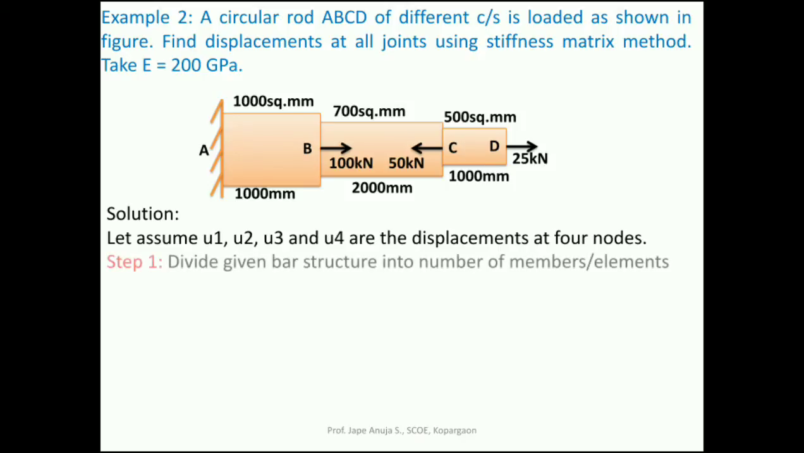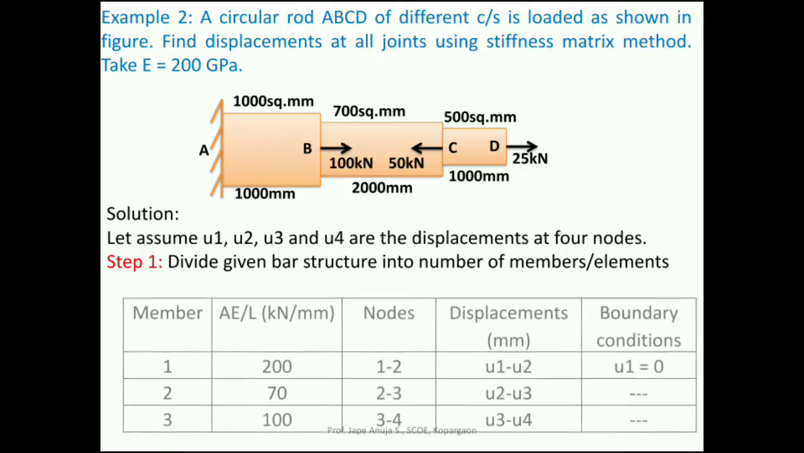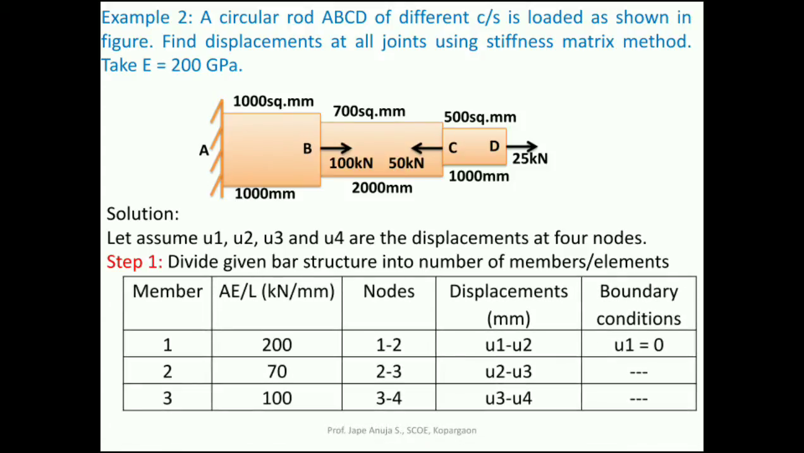Now the next step is to divide the bar structure into a number of members. The whole structure is divided into these three members. Calculate their AE upon L stiffness in kilonewton per mm. Area for all is mentioned there. E is also given, 200 GPa. Length of all the members is written there. So for each member, calculate this AE upon L factor. You can do the rough calculation. So for member 1, 200, member 2, 70 and member 3, 100. It is calculated in kilonewton per mm.